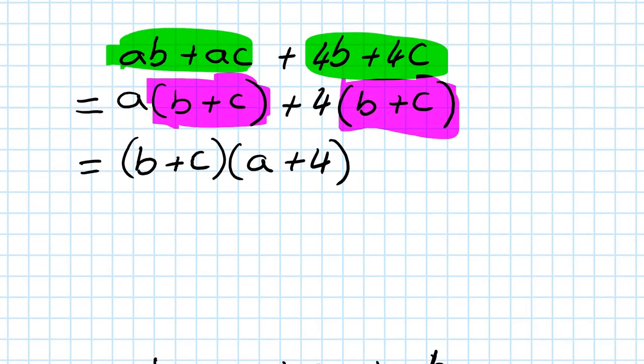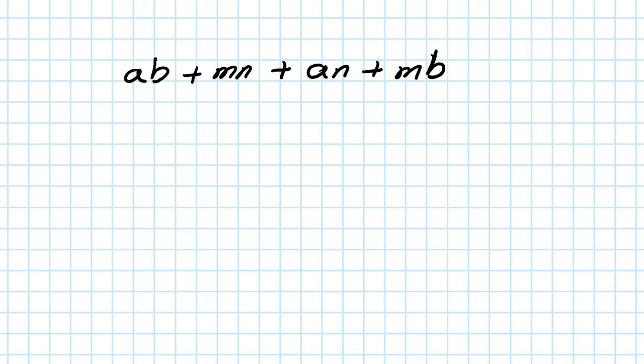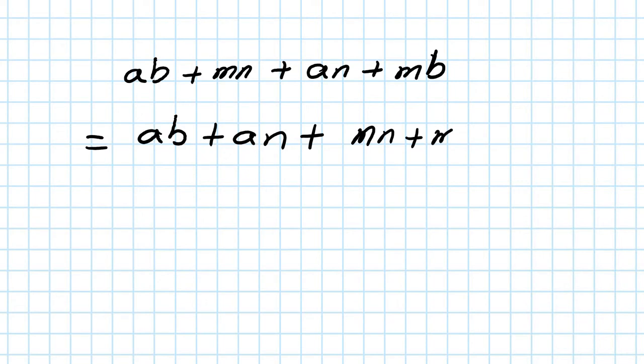Let's move on to the next one. So this one here: AB plus MN plus AN plus MB. This one is a little bit tricky. You can see these first two terms, you cannot factorize them. That's the tricky bit. So what you need to do is rearrange it so you can factorize. I rearrange this to AB plus AN, and then MN plus MB.